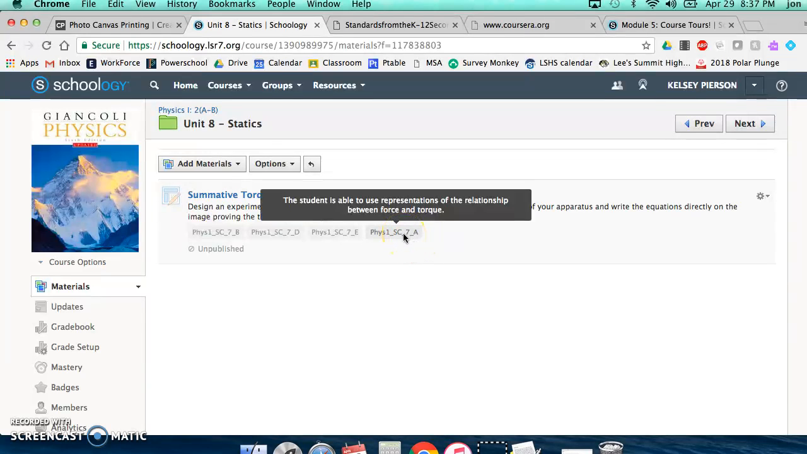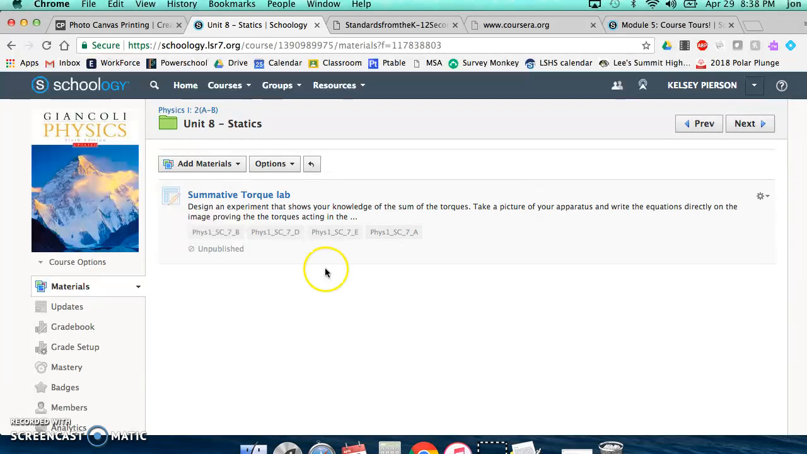And then finally, can you represent a relationship between force and torque? And so those will all be shown in their work. So those learning targets are there. They're measurable. They're things that not only give kids a heads up about what they're going to do, but also let them look back and review and say, can I do that?